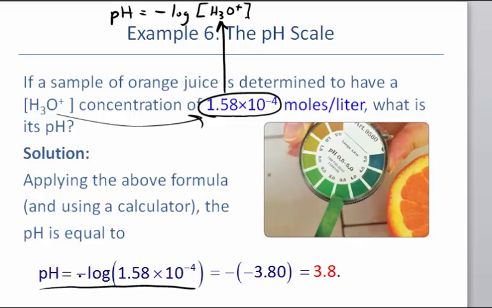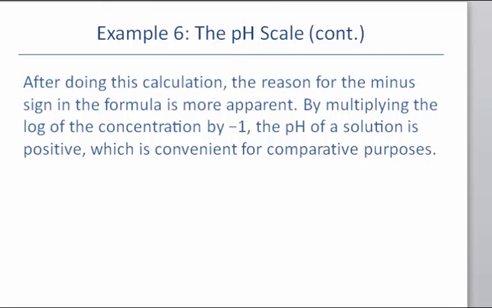You're going to get negative, and then the part inside the parentheses with the log is going to be negative 3.80. On your calculator, the two negatives are going to be a positive 3.8. So you can see that's a very easy application of how we use logs to calculate pH. After doing the calculation, you see that the reason for the minus sign is pretty apparent, because if you want your pH to be comparable to other pH values, then you want it to be positive. That's why we're multiplying by negative 1. They're just making that note.